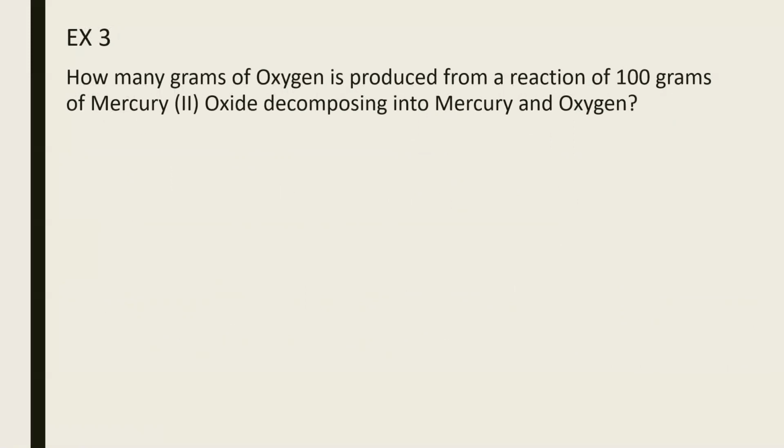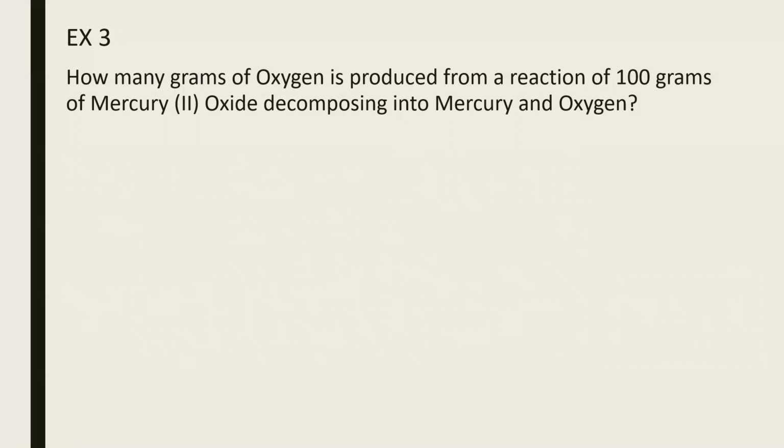Okay, this is where you have to understand chemistry. You have to understand products and reactants. Reactants are your starting ingredients. They're to the left of the arrow. Products are your end results, what you get. They're to the right of the arrow. So how many grams of oxygen is produced, yielded, that's my arrow, from a reaction of 100 grams of mercury 2 oxide decomposing into mercury and oxygen?